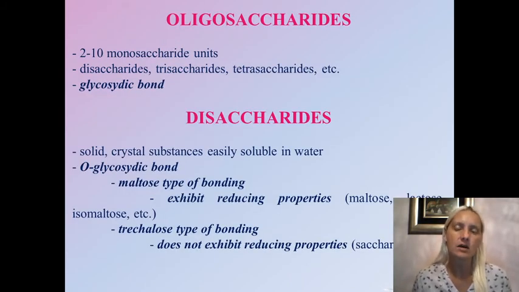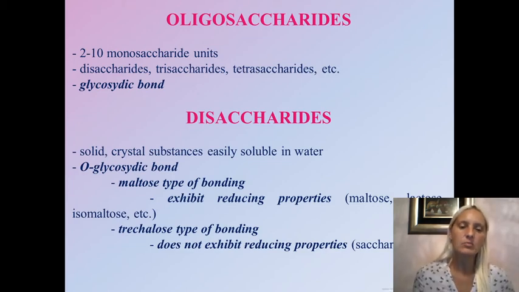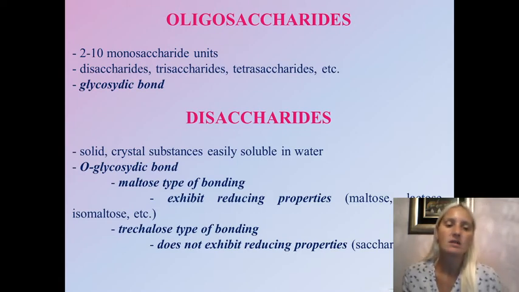Oligosaccharides are more complex saccharides, polymers of monosaccharides containing 2 to 10 monosaccharide units. They can be classified into disaccharides, trisaccharides, tetrasaccharides, pentasaccharides, and so on. The common characteristic is that monosaccharide units are attached to each other by glycosidic bonds. Disaccharides are the most abundant oligosaccharides, and important for us to mention right now.